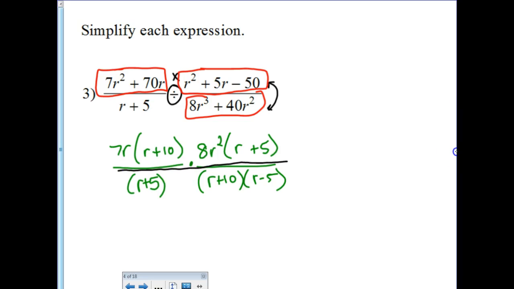Anything that exists, numerator and denominator, can cross-cancel. So tell me some things that cross-cancel. There should be quite a bit here. R plus 5's gone. R plus 10's gone. Okay, I lied. There wasn't really that much.